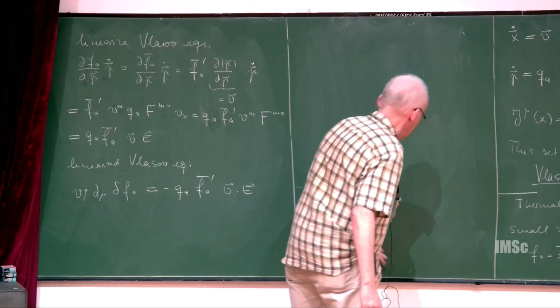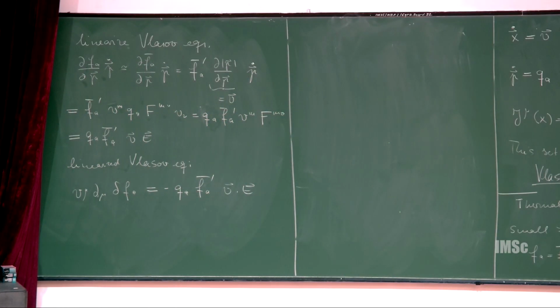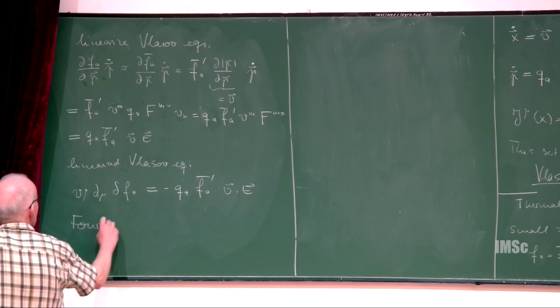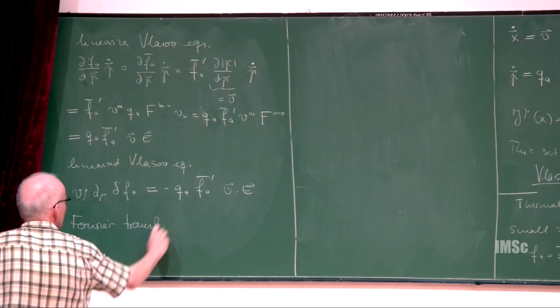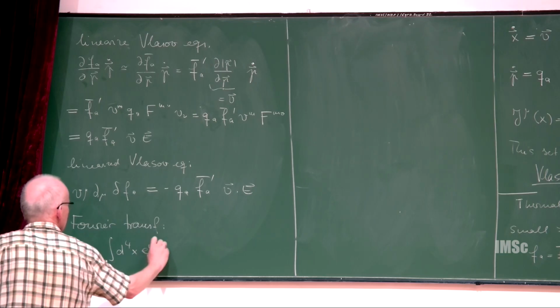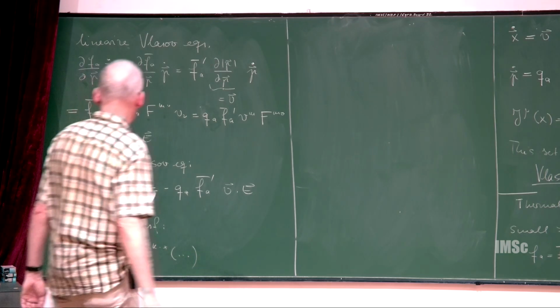Okay, now this type of equation is a linear differential equation, and we can solve it by Fourier transformation. We write this as an integral: we integrate over d^4x e to the i k x, on both sides of the equation.